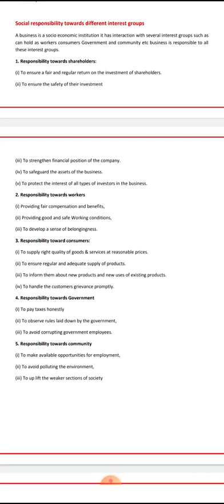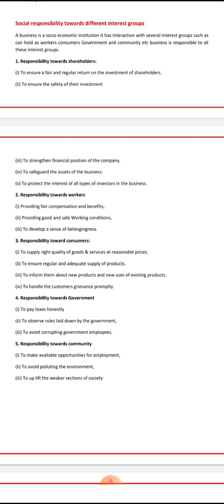The third is responsibility towards consumers. So firm is also having certain responsibilities towards consumers. Now let us study those responsibilities. First is to supply right quality of goods and services. Second is to ensure regular and adequate supply of products, to inform them about new products and uses of existing products, and to handle the customer grievances properly. It basically means that the firm should perform all its responsibilities very effectively towards its customers.